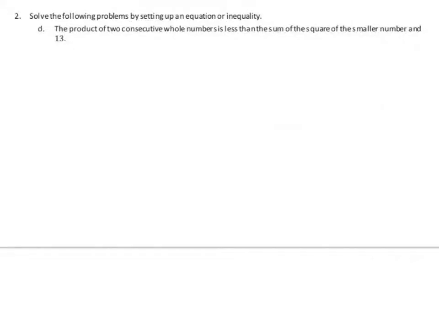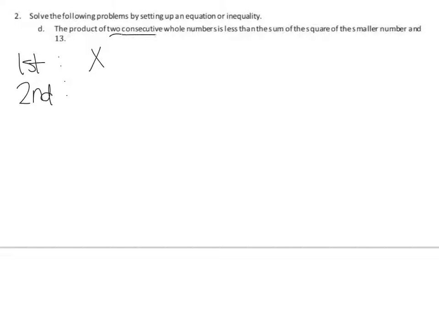The product of 2 consecutive whole numbers is less than the sum of the square of the smaller number and 13. All right, let's go piece by piece. Don't let it confuse you when you read it. We just talked about this, where I say the first number is going to be x. What do we call the second number?